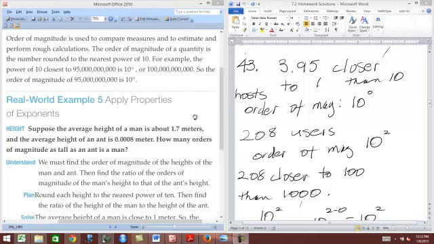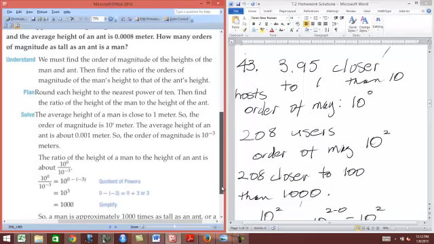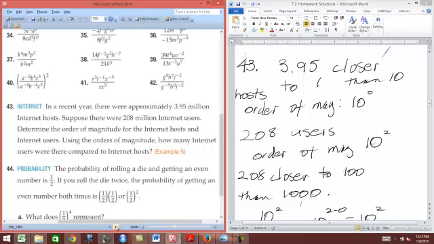And the ant is closest to 0.001, which is 10 to the negative 3. Okay, so we want to compare the height of a man to the ant. We'll divide the height of a man by the ant in terms of magnitudes, 10 to the 0 divided by 10 to the negative 3, which is 10 to the third. And so we say that a man is 3 orders of magnitude, that is 3 powers of 10 taller than an ant. Okay, so now let's go to problem 43 and see what that's all about.